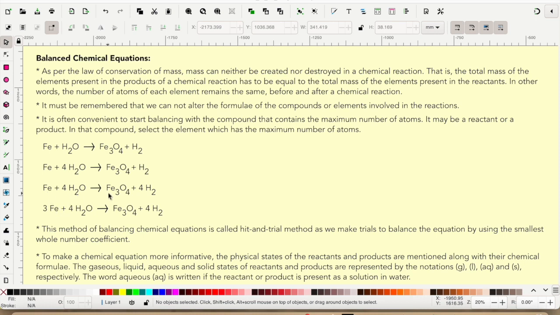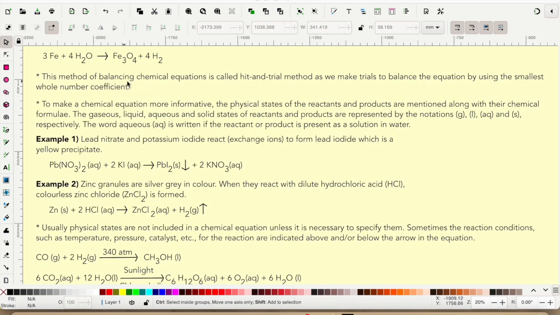Next we will see iron atoms. There is only one iron atom on the left hand side and 3 iron atoms on the right hand side. So we will write 3Fe on the left hand side to balance the iron atoms. Now every element, iron, hydrogen and oxygen, has the same number of atoms on the left hand side as well as the right hand side. So this is a balanced chemical equation.